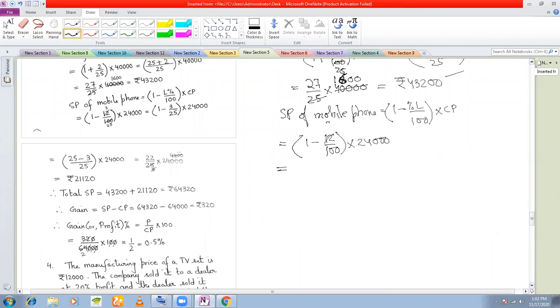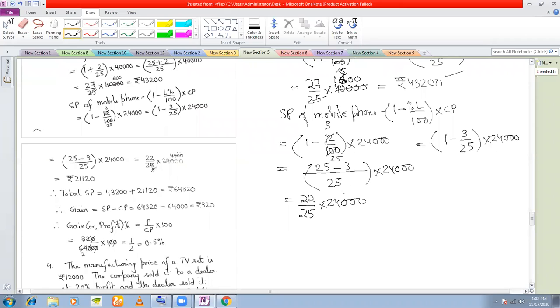Okay, so we come to the next part here. Now you can cancel this 3 and this 25. So this becomes 1 minus 3 by 25 into 24,000. Now you can take the LCM with 25 minus 3 into 24,000. So you get 22 by 25 into 24,000. Okay, and so this will cancel, 48 times 4,800.